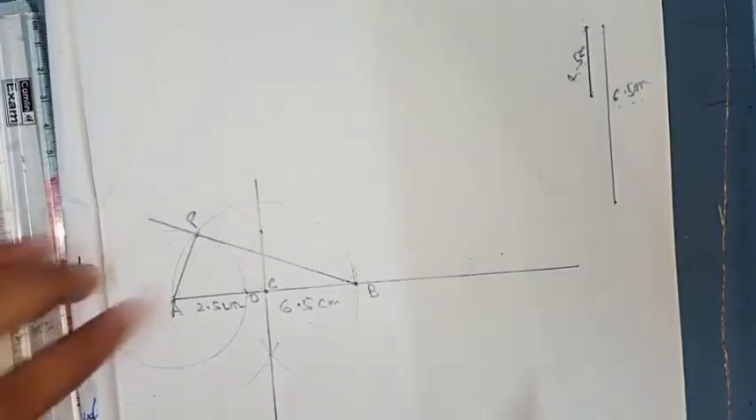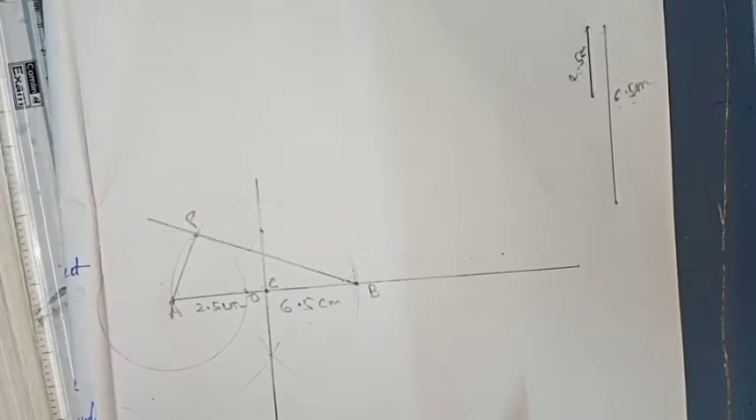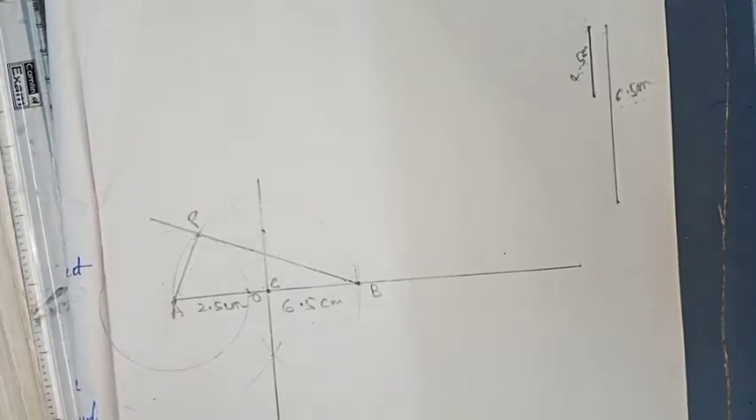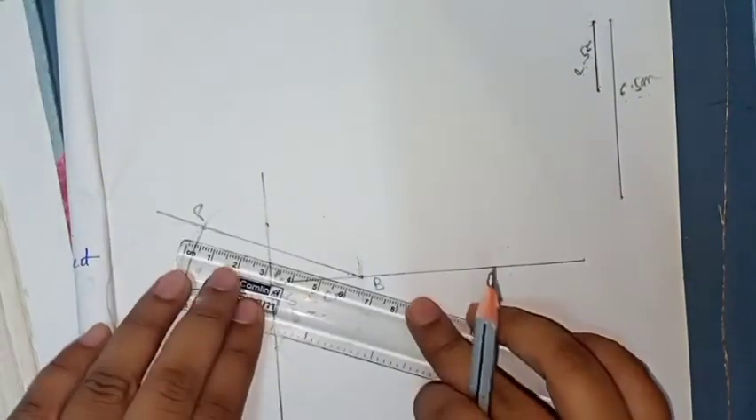Now they are telling you one more thing to do. I draw a tangent of a circle, measure the length of the tangent with a scale, meaning using the scale you have to measure it.